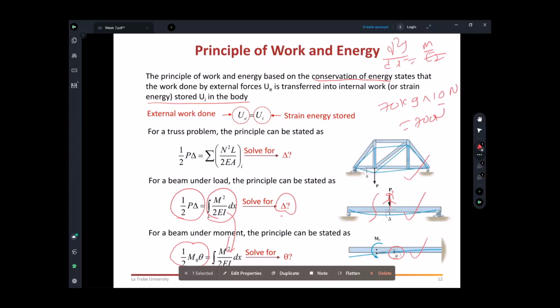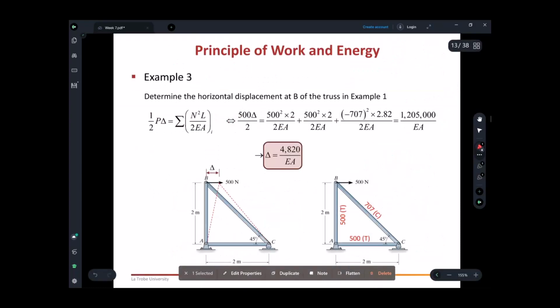So we can easily find the displacement using this energy conservation method, but we have a problem. Let's take an example and then we discuss the problem. So we have the same truss. You remember the truss that we took in example number 1. We have been asked to calculate this delta when someone is pulling by 500 Newtons.